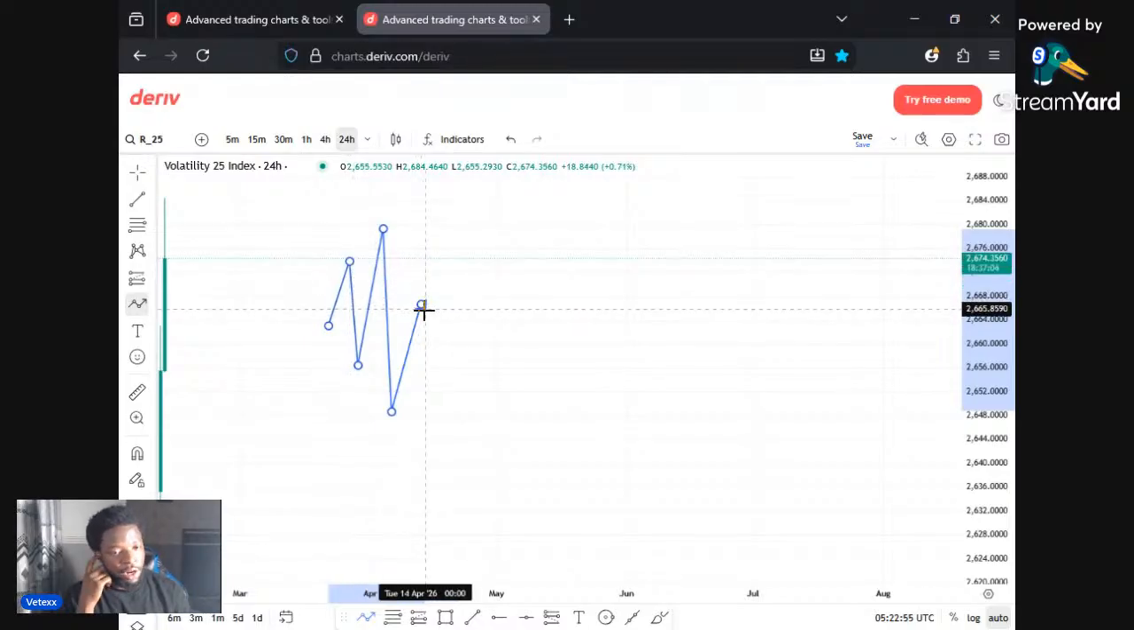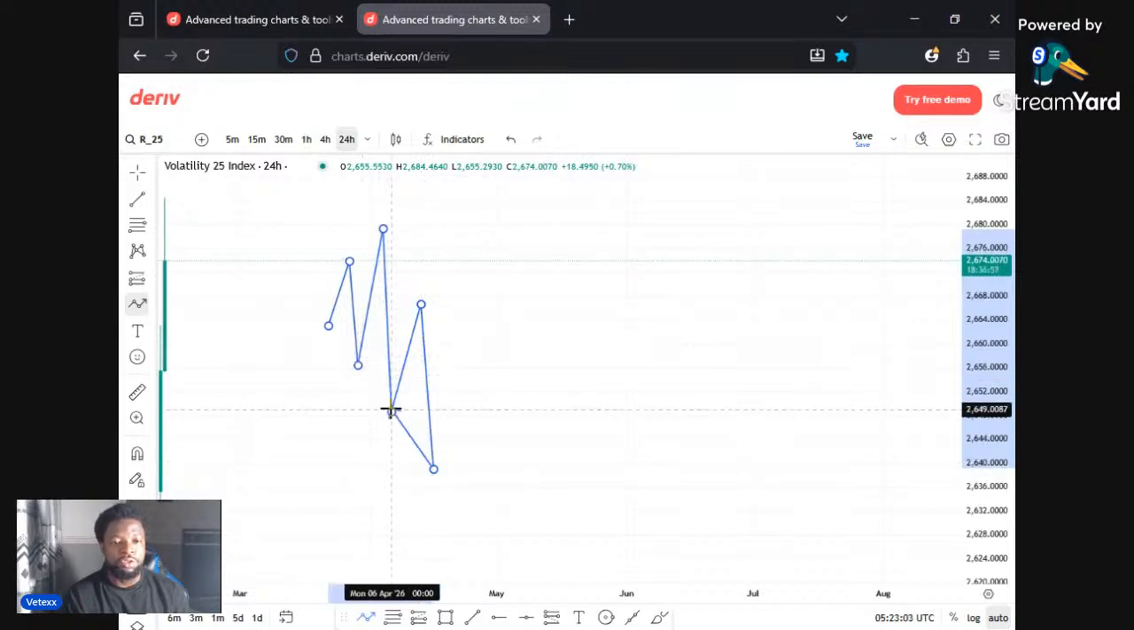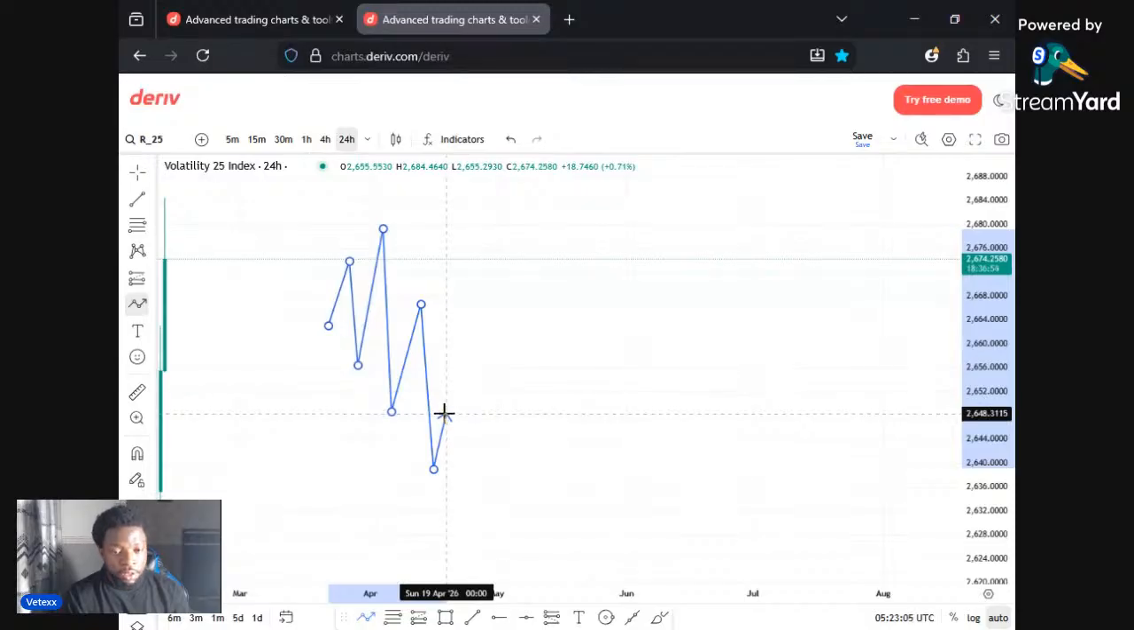So, there must be another break of structure to the opposite direction. So, we have this second break of structure to the opposite direction. So this is break of structure one, this is break of structure two, and then this is rule number one.